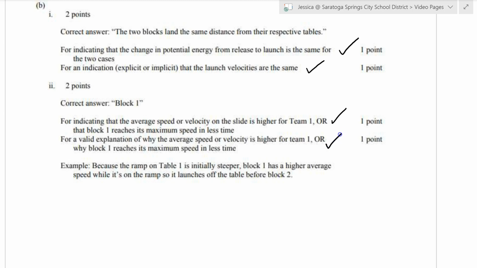So we talked about the difference in acceleration. So their example is because the ramp on table 1 is initially steeper, block 1 has a higher average speed while it's on the ramp, so it launches off the table before block 2. So that's their explanation. They went a little different way than I did, but that's okay. That's the thing with physics, is there are often some different ways to solve the same problem.